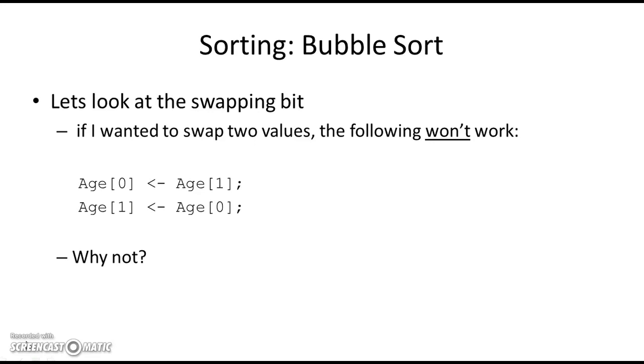Let's think about the swapping bit for a second. If I want to swap two values, the following approach will not work. If I have the first element and I assign the value from the second element to it, and then I assign the value from the first element to the second element, that won't work.